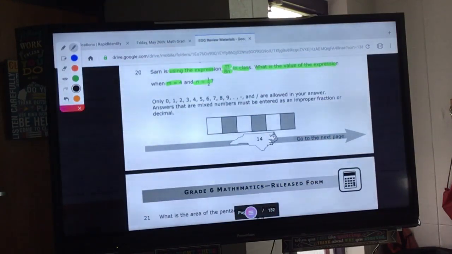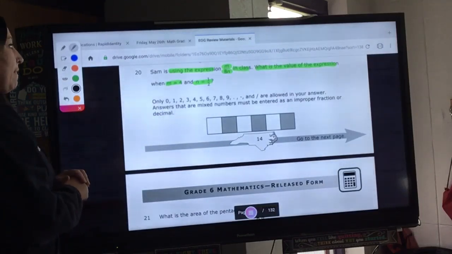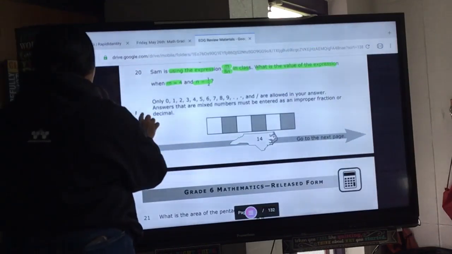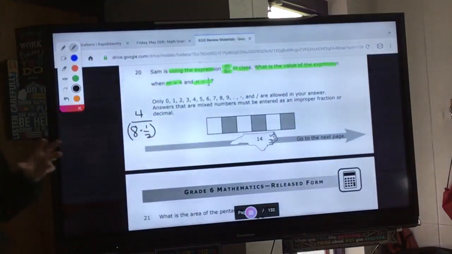Is it an expression or an equation? If you read the problem, you know your answer. Emma? Expression. It's an expression because it tells us that. So Emma, do I know the values of m and n? Yes, I do. So what do I have to do with those two? Substitute them. Yes. So I end up with 4 divided by 8 times half. And technically, we're putting that in parentheses. Okay?